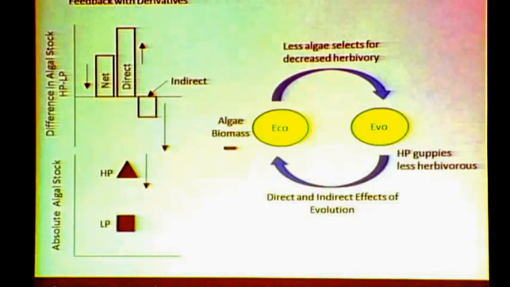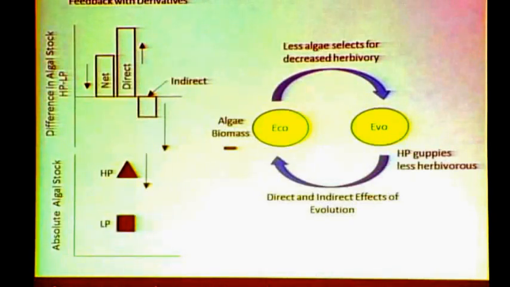So how would this play out under some scenarios? The first scenario we can imagine is, what if high predation guppies, all else being equal, become less herbivorous for some reason? Well, to understand how algal biomass changes, we can look to the derivatives. And if you remember from the previous graph, the derivative of the indirect effect for high predation guppies is very large and negative, and the derivative of the direct effect is small and positive.